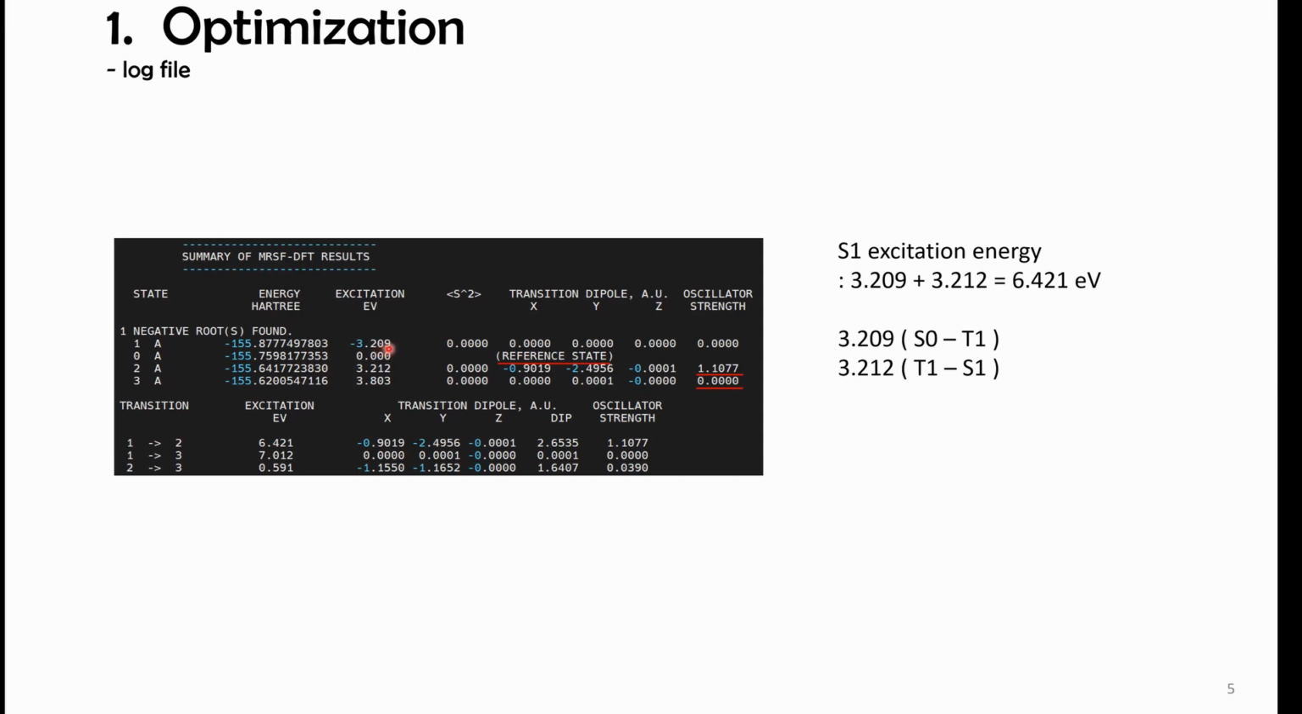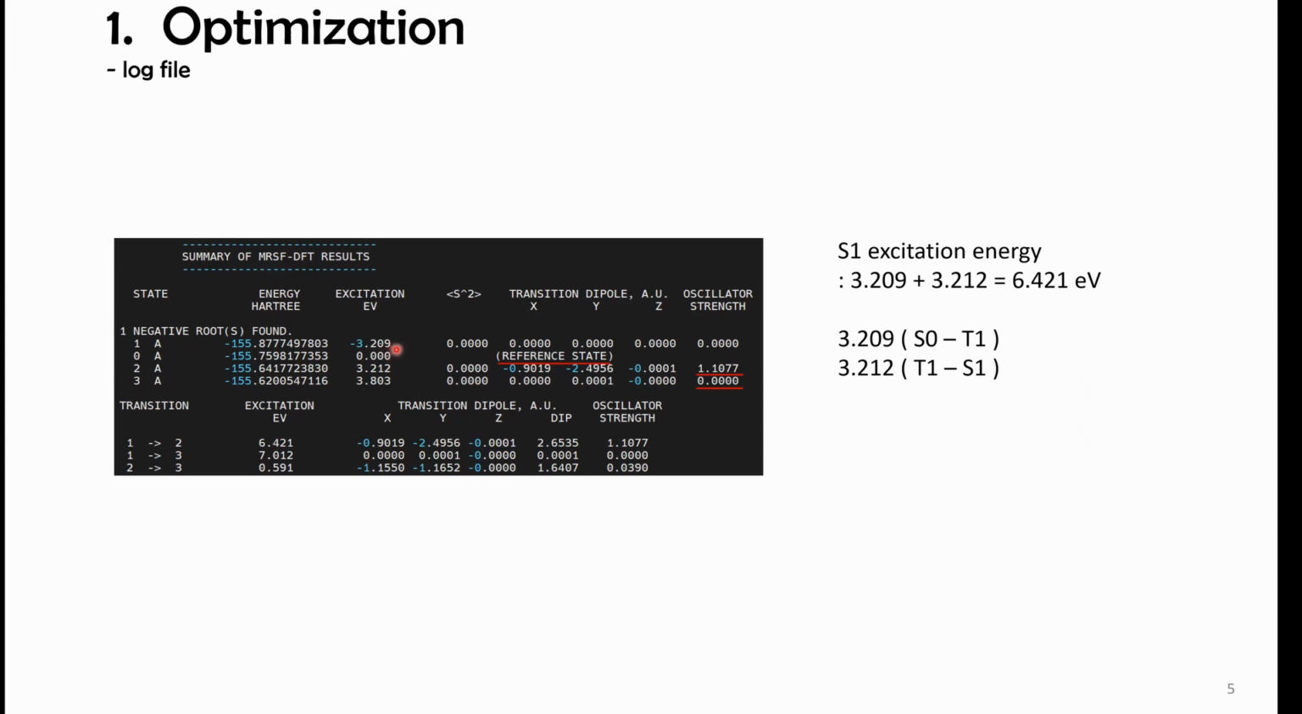Then you use that as a reference to calculate the other singlet excitation energies. For example, if you take the difference between here. Actually, the addition: if you add those two numbers, then that is the first excitation energy. So that would be 6.4 eV.